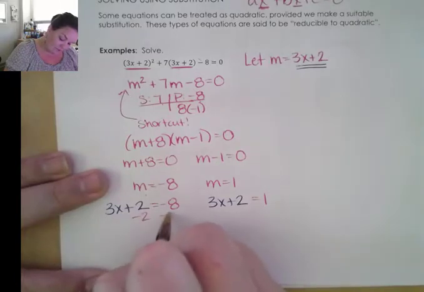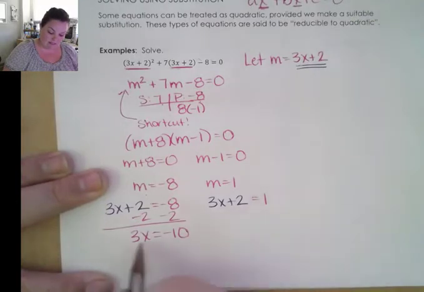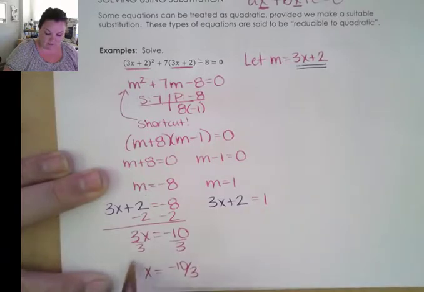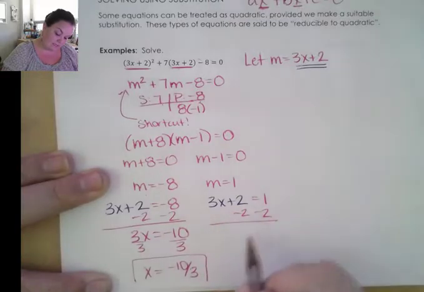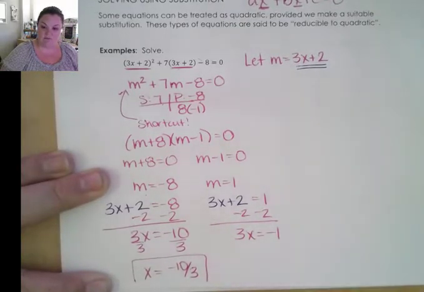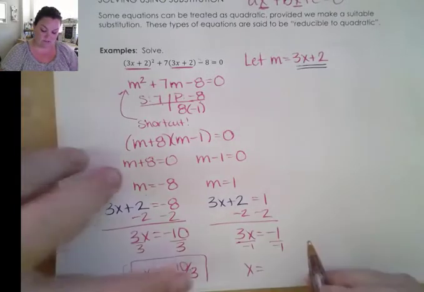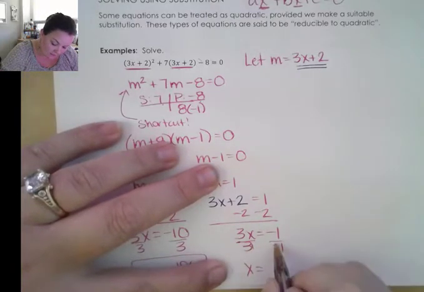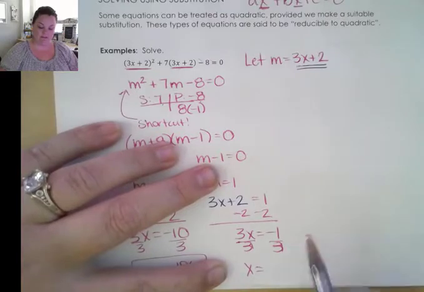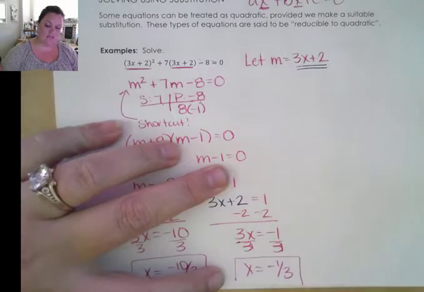So here I would have to subtract 2 from both sides. So I get 3x equals -10, and then divide off my 3. So I get x equals -10/3 as one of my solutions. And on the second one, I'm going to subtract 2 from both sides. So I get 3x equals -1, and then I divide off my... not my -1, I'm sorry. I divide off my 3. I'm trying to solve for x here. Divide off my 3 so that those will cancel. So x equals -1/3 as my second answer.